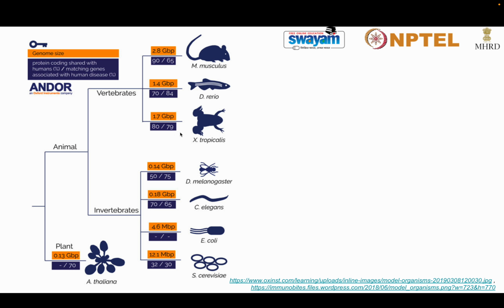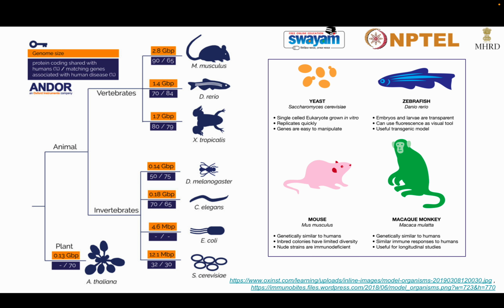Then similarly for the frog, the fraction is same. And this way, these are the different model organisms that are being used as they share greater similarity to human and their genome size is lesser as compared to human. Due to which we can easily interpret the things. So there are different model organisms such as yeast. What are the advantages? It is the single-celled eukaryote which is grown in vitro. It replicates quickly and genes are easy to manipulate. That's why we select this. Then why we select zebrafish?